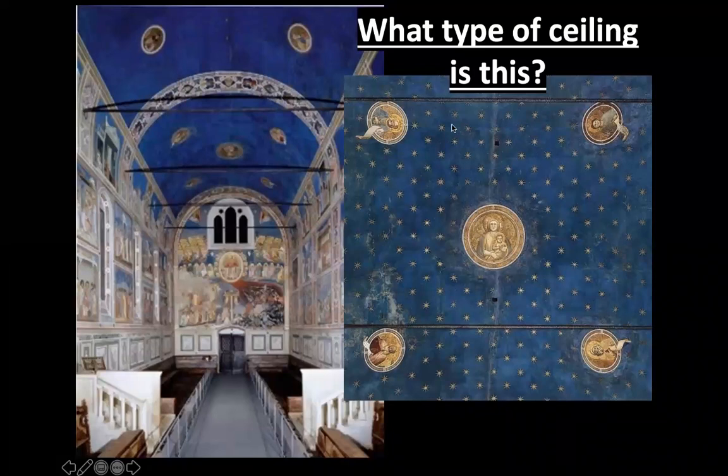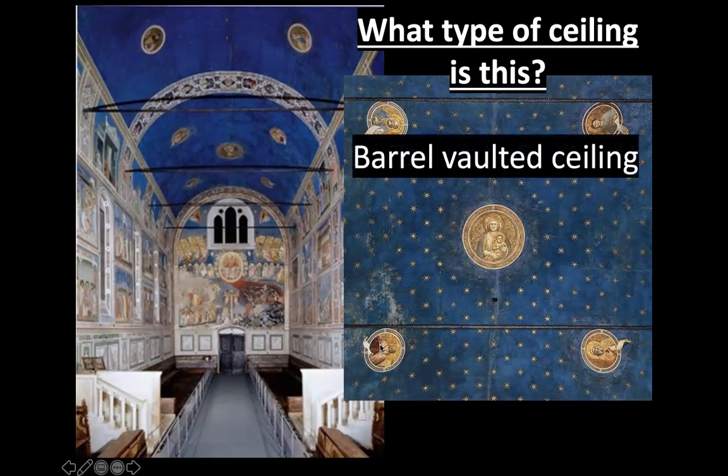All right, back to the Arena Chapel. So the architecture of this building is really simple, right? What type of ceiling is this? Where have we seen this type of ceiling before? So this picture on the left is a barrel vaulted ceiling, which we first saw with the Colosseum. So it's a Roman invention that we saw again being used throughout Romanesque.